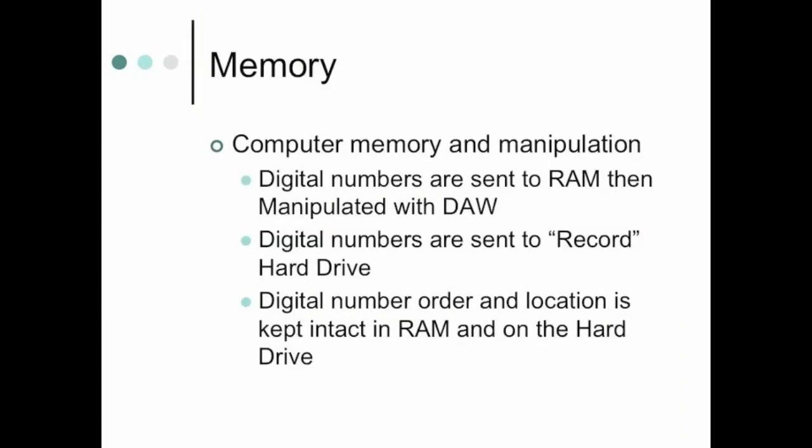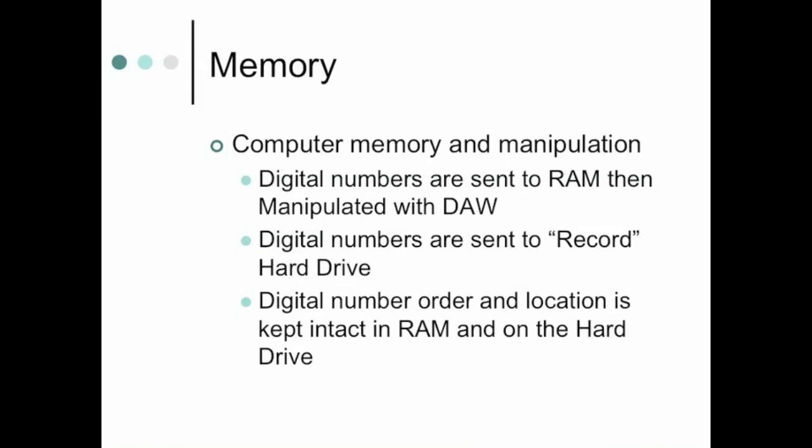So then the numbers that are created by taking these samples and assigning a bit to each of these samples turn into a string of digital numbers, of ones and zeros. And then the computer memory can manipulate them. The digital numbers are sent to the RAM and then manipulated with the DAW, and digital numbers are sent to the hard drive for storage. There's thousands and thousands of ones and zeros being sent to your hard drive at all times.